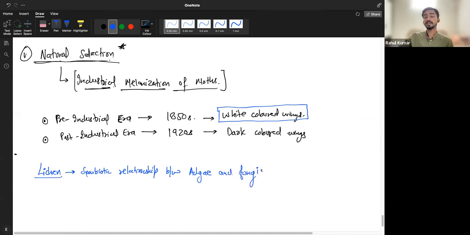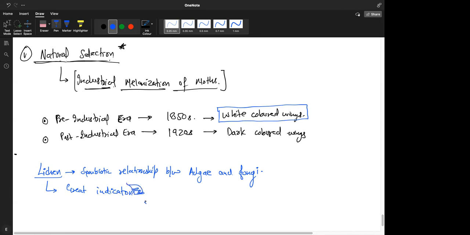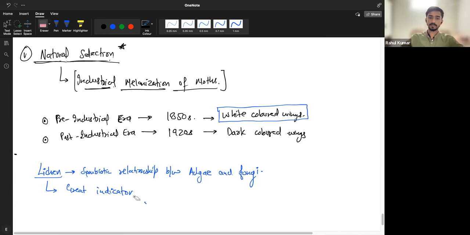So they grow, and lichens are a great indicator of pollution. If you find lichen somewhere, you don't have to do a pollution test or an AQI test. You just know that the air is not polluted here. Lichens can only grow in an unpolluted environment. They are like environmental indicators, right? Yes, they are natural indicators of pollution. That's what I'm writing here. They are great indicators of pollution.